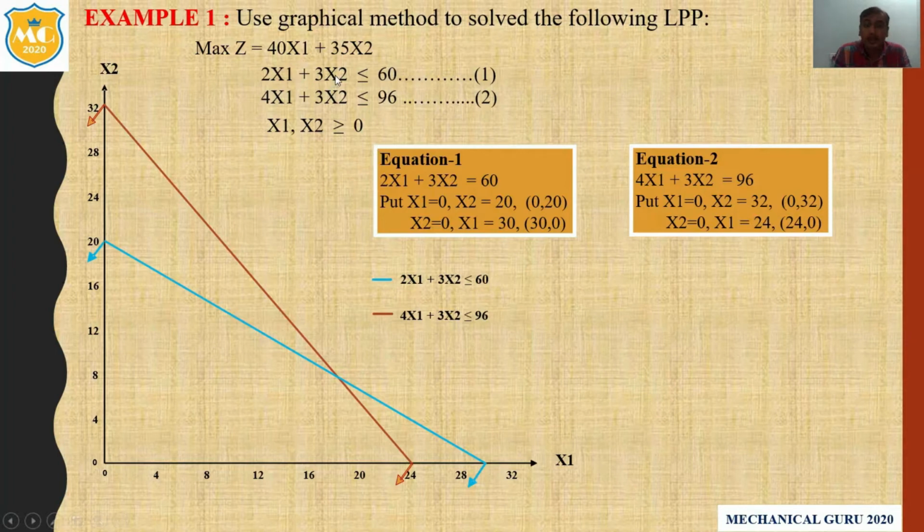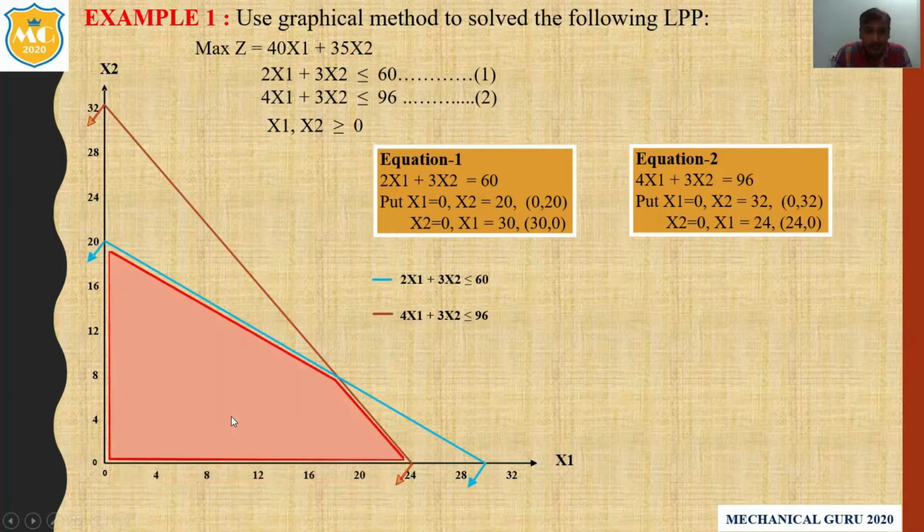Now we have to find out the feasible region. As we discussed earlier, the feasible region is the common area for all the constraints. So here this is the common area. In the first equation, our solution area is this triangle, but when we draw the second line, this area will be omitted. So this is the feasible region. Now we have to put the coordinates.